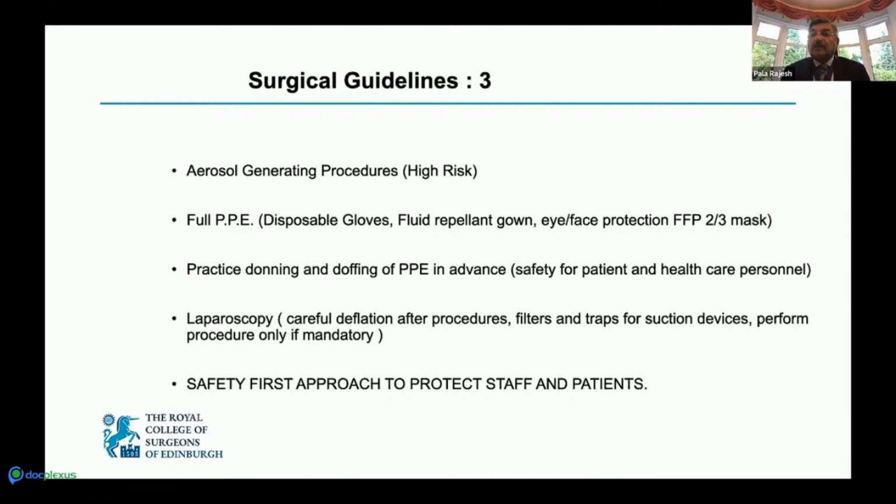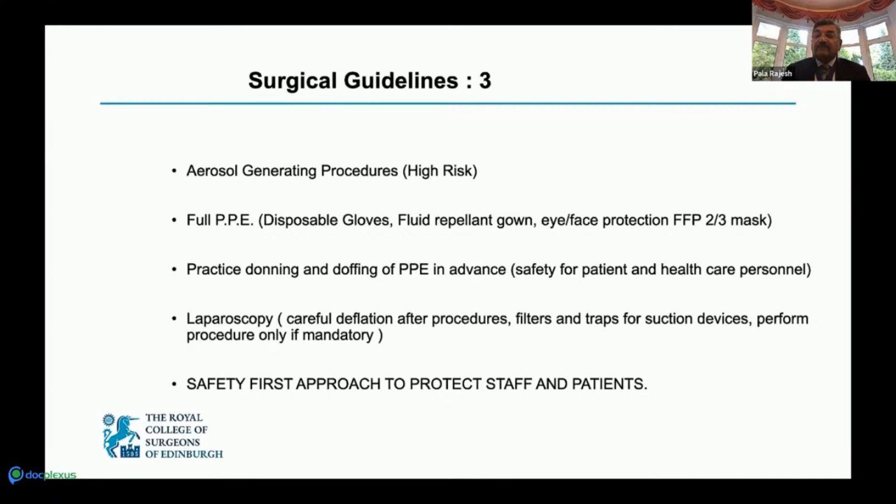Laparoscopy was considered to be a high-risk procedure. In the initial stages, it was felt that it should be only carried out if it was mandatory. If an open procedure was an alternative, it should probably be done. However, as experience went on during this COVID crisis, they continued to carry out laparoscopy, but with careful deflation after procedures. Filters and traps for suction devices continued to be utilized in a safe manner. So again, common sense, safety first approach was to protect the staff and patients.